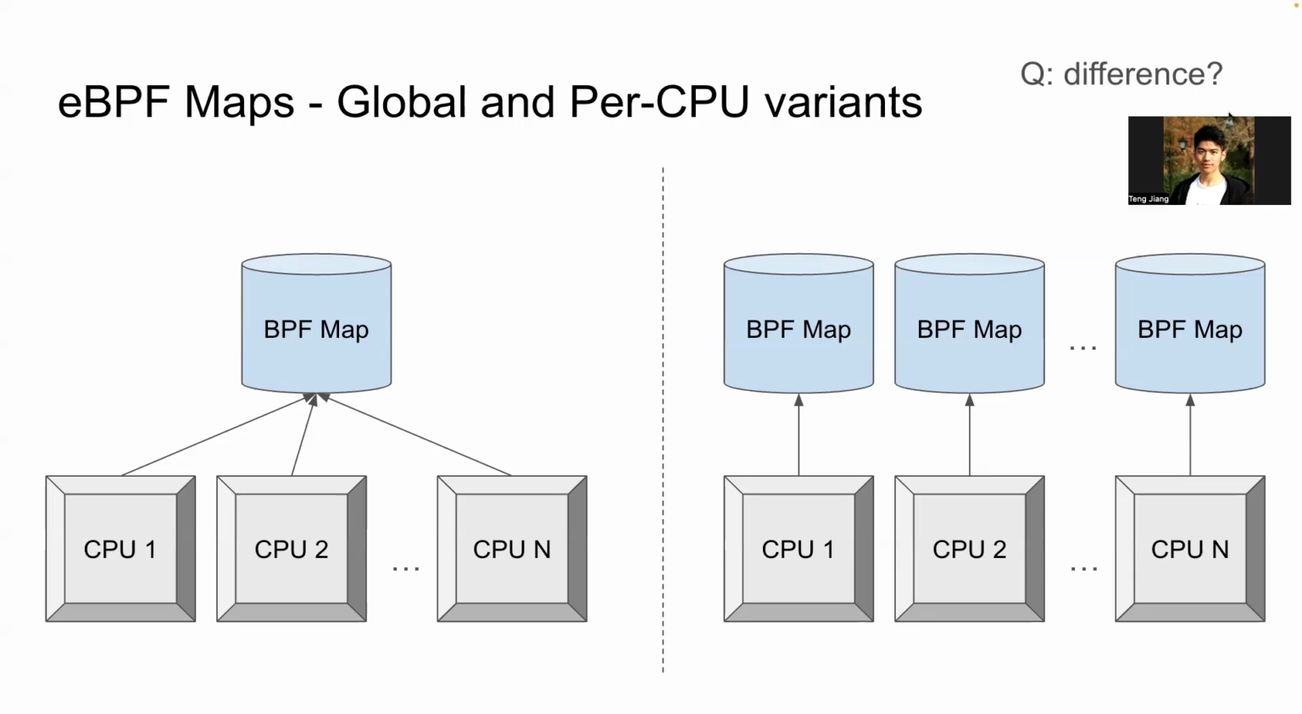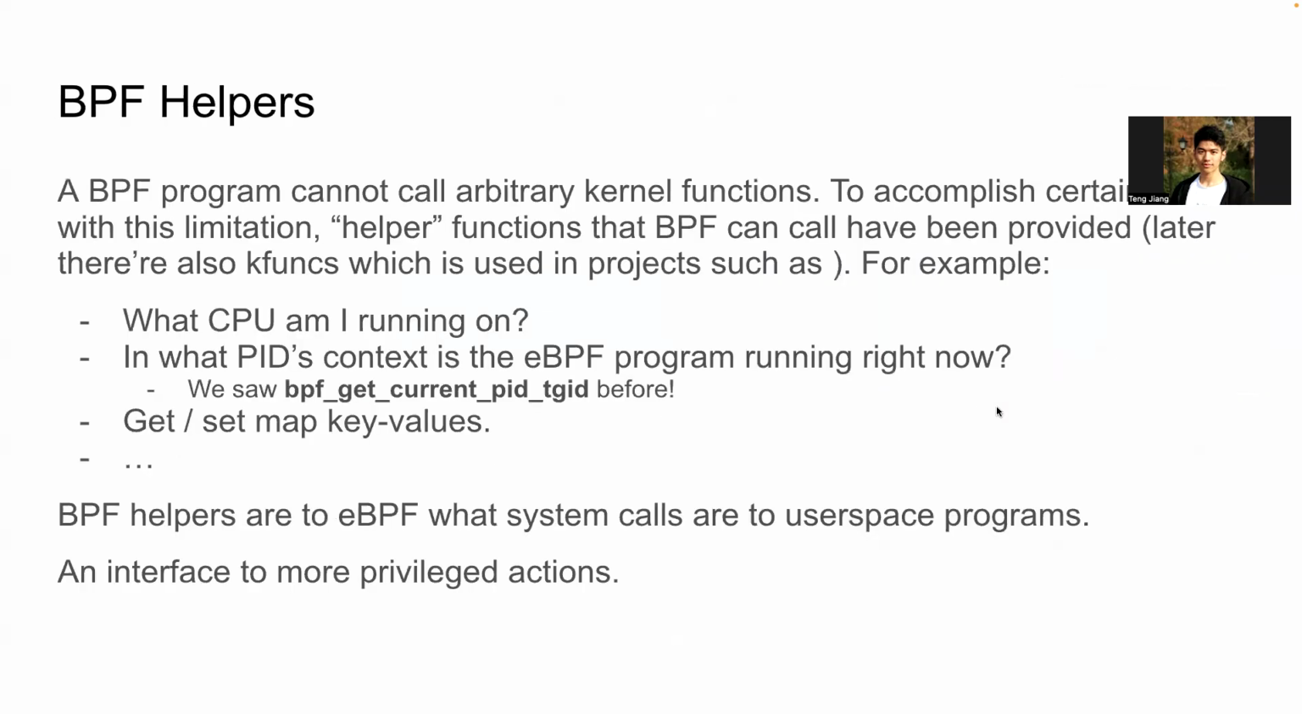Well, think about it. Two CPUs that are completely uncoordinated in the kernel, writing to the same memory address with the same key value, you have a race condition. You would have to have a lock. So that's the issue. With per-CPU maps, you have to aggregate later yourself. Most commonly I use the per-CPU map just for the performance, but you can do both. Either way is fine.